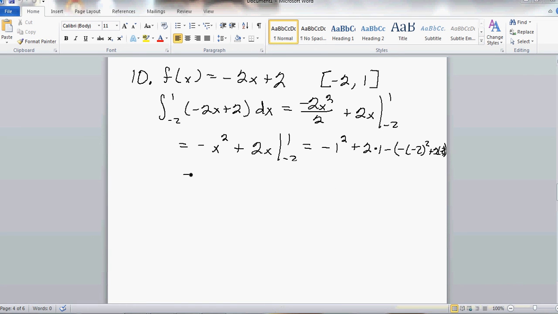Continuing, this would equal, okay, negative 1 squared is negative 1. 2 times 1 is 2 minus, okay, negative 2 squared is 4, but that becomes a negative 4 plus 2 times negative 2 is negative 4. And so this equals negative 1 plus 2 is 1. 1 minus a negative 8 gives a positive 9. So that's the total area.